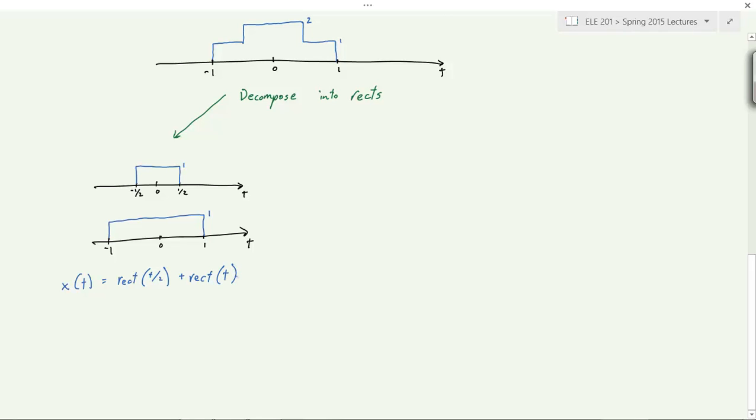Okay, and that means that the Fourier transform is just the sum of the two Fourier transforms. Now we have to use the time scaling property for the first one. So that's going to be 2 sinc of 2f plus sinc of f. Okay, so quite simple. Now I'll do it another way, just to show that it can be done two ways.